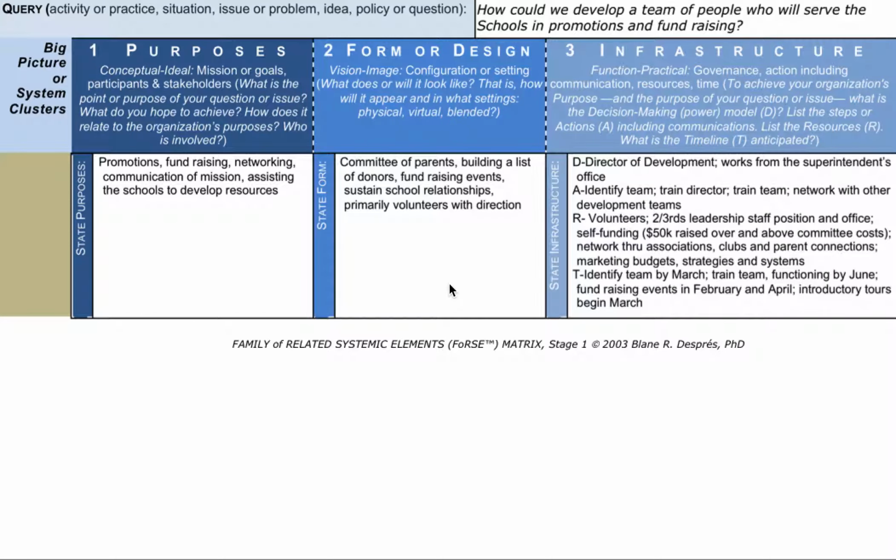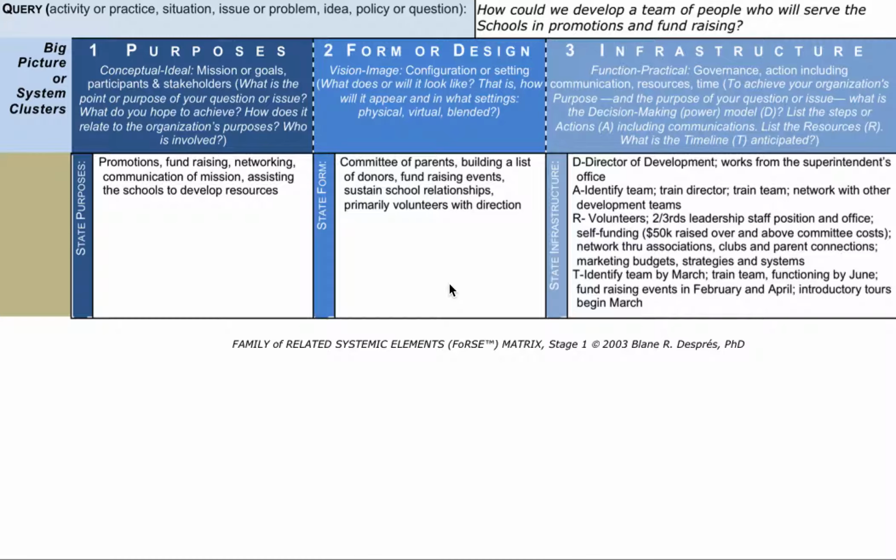Step 4, the infrastructure cluster, draws out 4 subclusters, or 4 subcategories: decision-making, action, which includes communications, resources, and timeline. This cluster looks after the functional, practical areas that support the purposes and the form or design. The client's list is listed here for you.